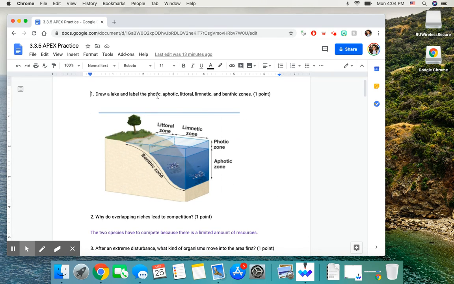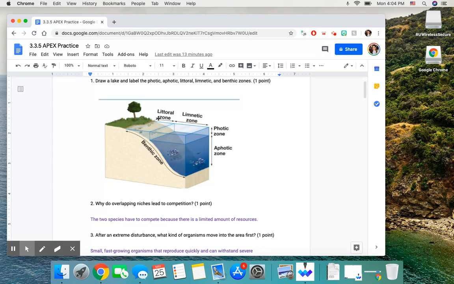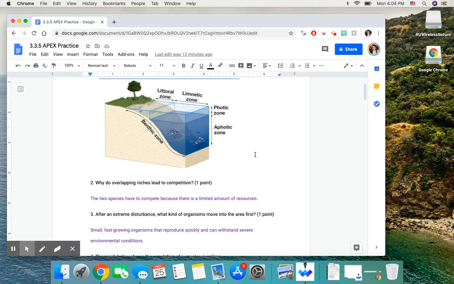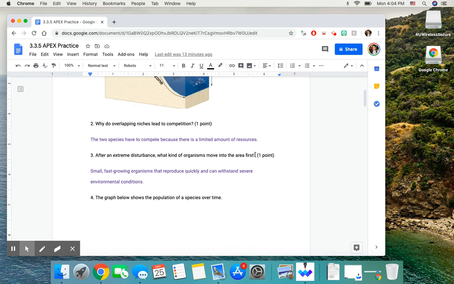It tells you to draw a lake and label different regions or zones within the lake. I put this picture on Google Classroom, but now I've also embedded it in our website. So I'm going to ask you to just copy and paste it. That way you don't have to mess around too much with the drawing feature in Google Docs, or manually draw it. I think this picture is sufficient where you can see each zone pretty well. I really like this image, so I would definitely use that. So that's going to be there for you already, easy peasy.